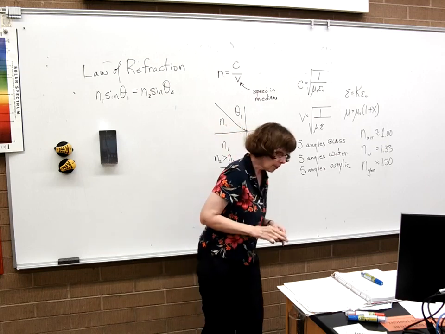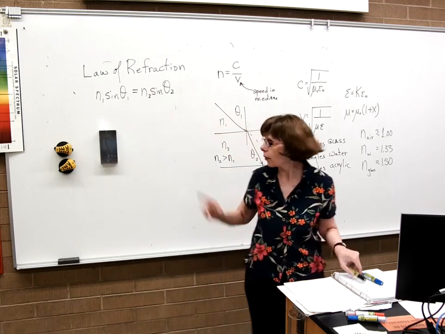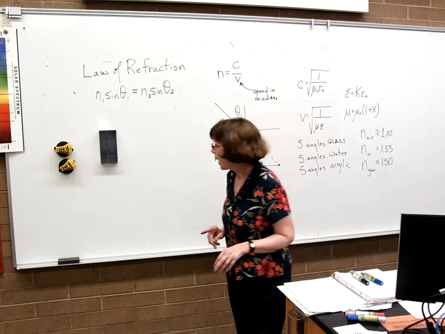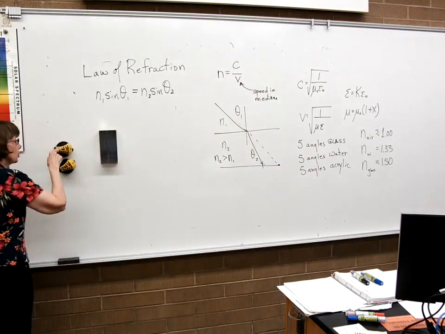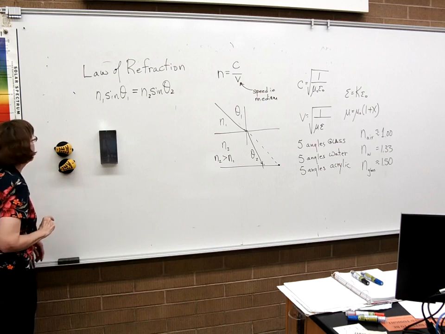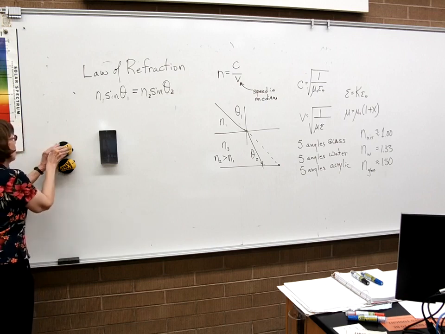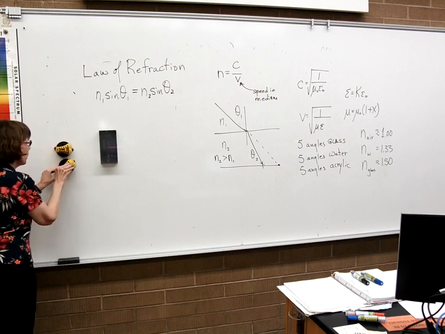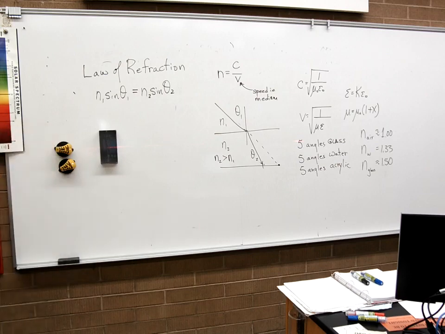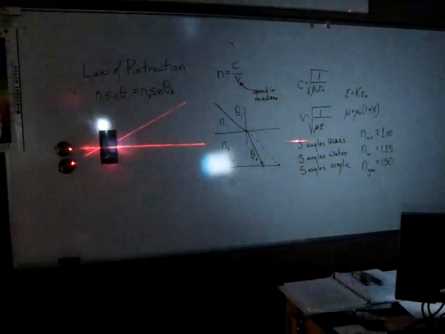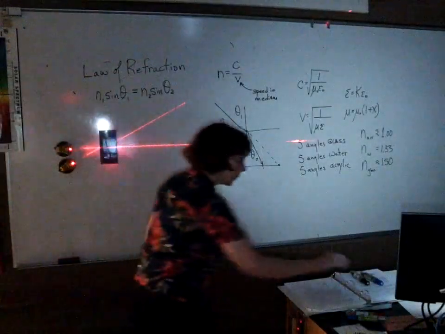So I want to give you an example of this. I have a big acrylic block here, and I'm going to turn off the light, and I'm going to shine this laser straight through, and I'm going to shine this laser at an angle. And you might be able to see it faintly, but you'll really see it when I turn off the light.